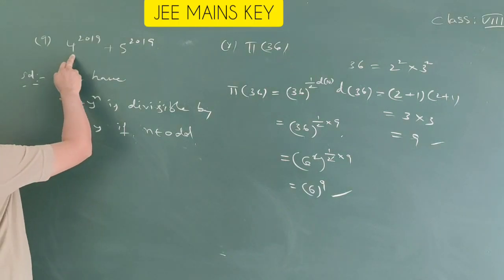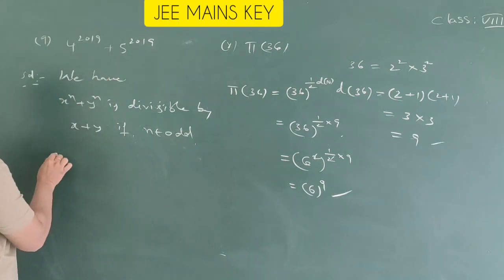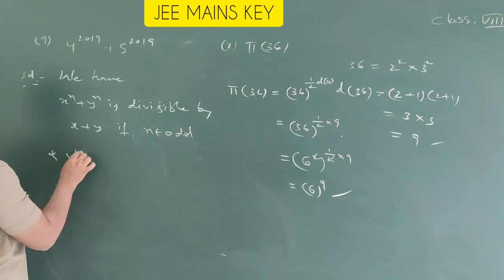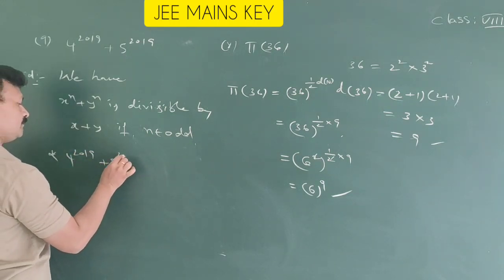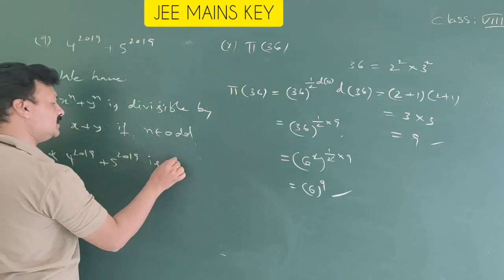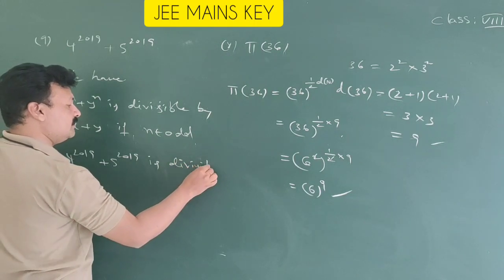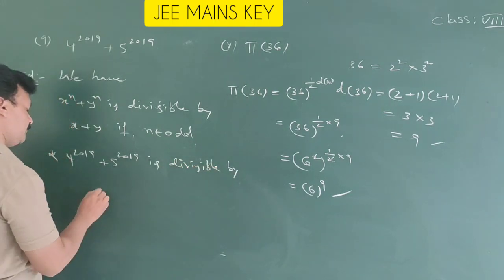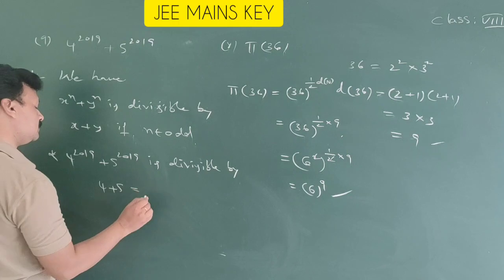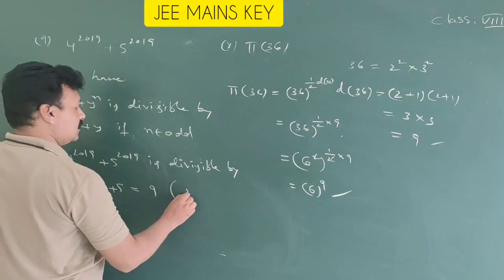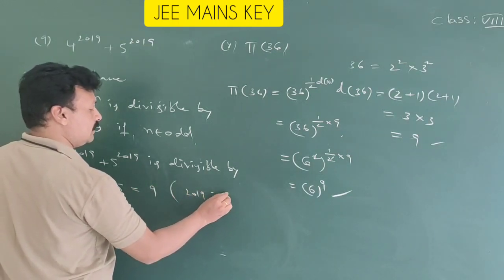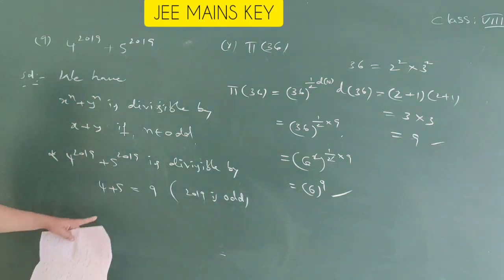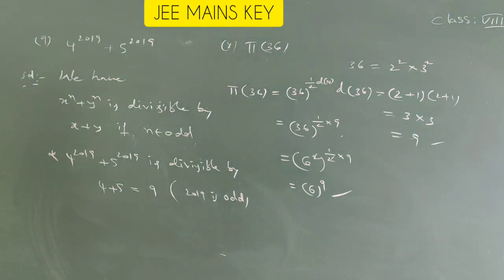Here 4 power 2019 plus 5 power 2019 is divisible by 4 plus 5 equals 9. Here 2019 is odd, so it is divisible by 9. Observe this. Next.